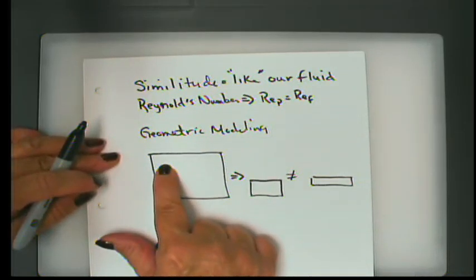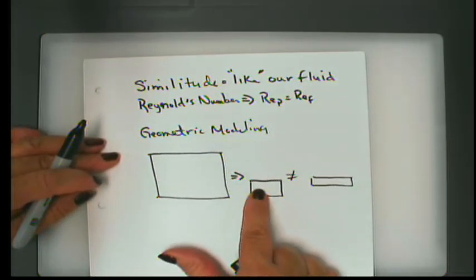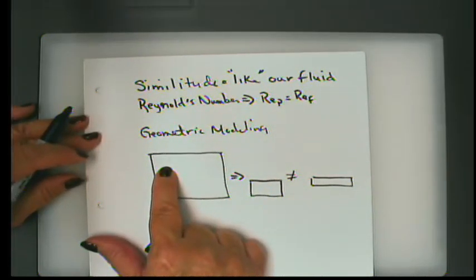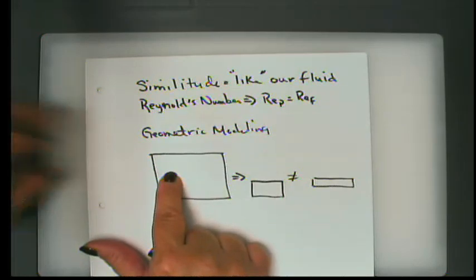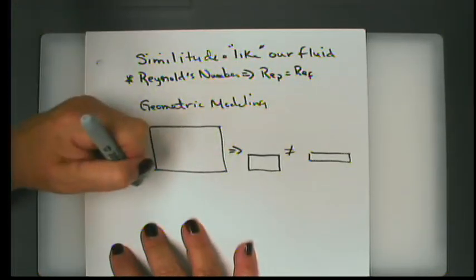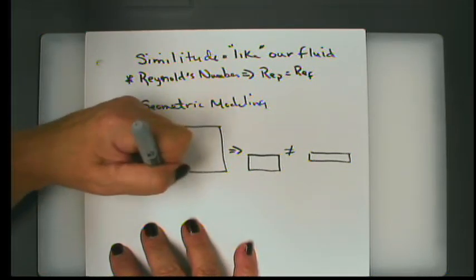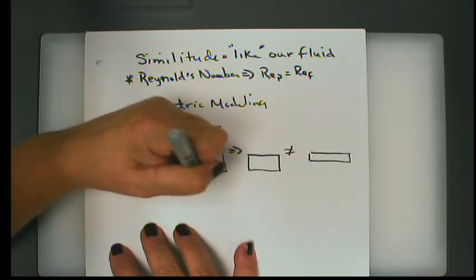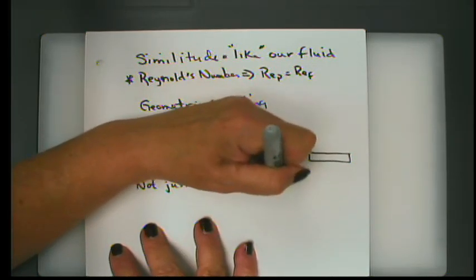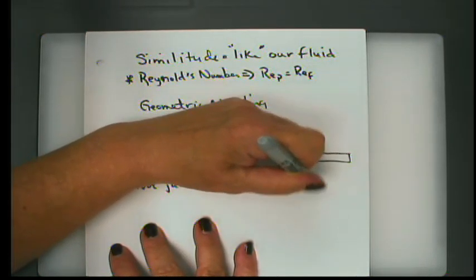So in other words, so that somebody could take this smaller model and gin it up to build the real deal, we have to keep the proportions of the geometry the same. Now in fluids, it's not just based on geometry. So one of the things that we have to decide is what else might it be based upon.